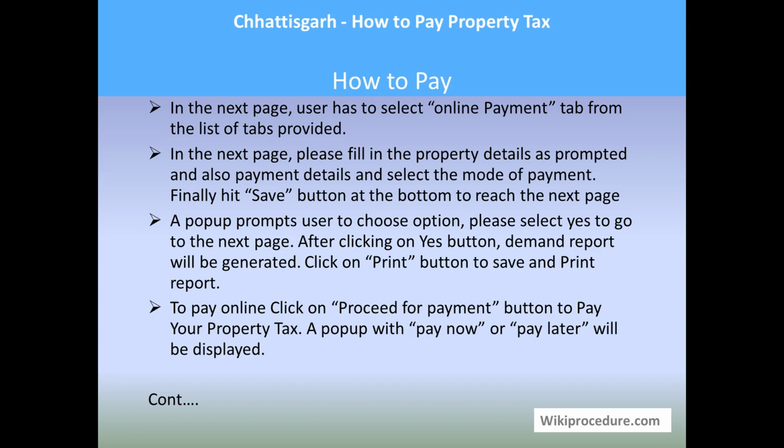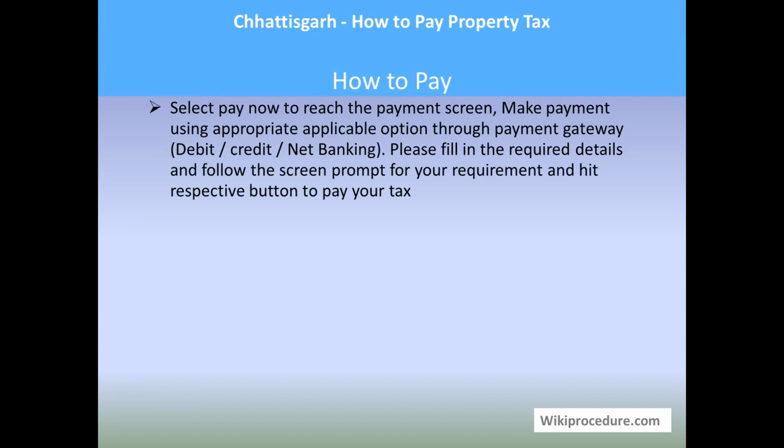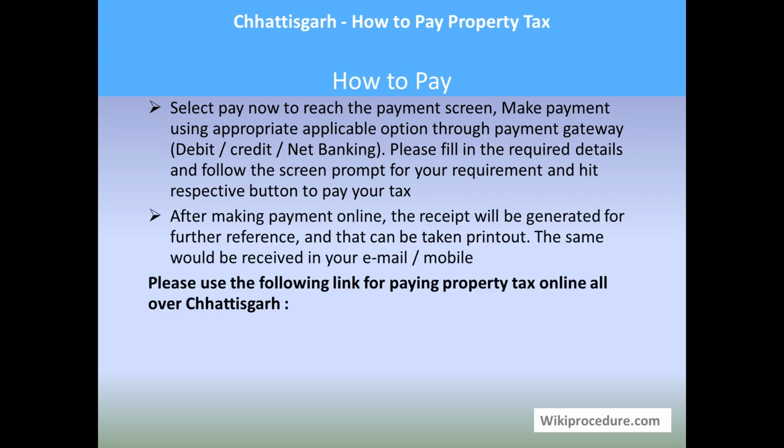To pay online, you have to use the proceed for payment button which is kept here, to pay your property tax. A pop-up with pay now or pay later will be displayed again here. So click on the pay now option, so that you will be taken to another page, that is the payment gateway page. Here the user will be prompted to select the payment gateway option, whether it is debit card, credit card or net banking. Choose the option of your choice and fill up the details which are prompted for making the payment online. Once you complete all the formalities, you will make the payment.